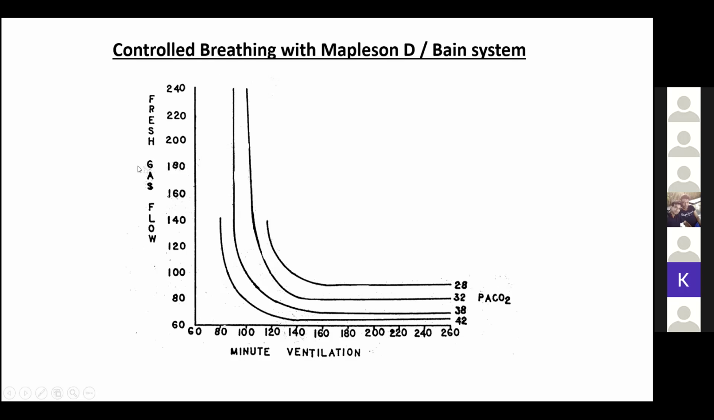Now this chart you must be seeing in the book. You can see here that you can maintain the PCO2 of 28, 32, 38, 42. Constantly, your minute ventilation is changing, right? Can you see minute ventilation, say from 160 to 260 ml per kg body weight? You can maintain it at 28, provided your fresh gas flow is 100. If the fresh gas flow is between 80 and 100, you can maintain it at 32 with minute ventilation of 140 to 260 ml per kg per minute. So this chart says that everything varies depending on fresh gas flow rate and minute ventilation.